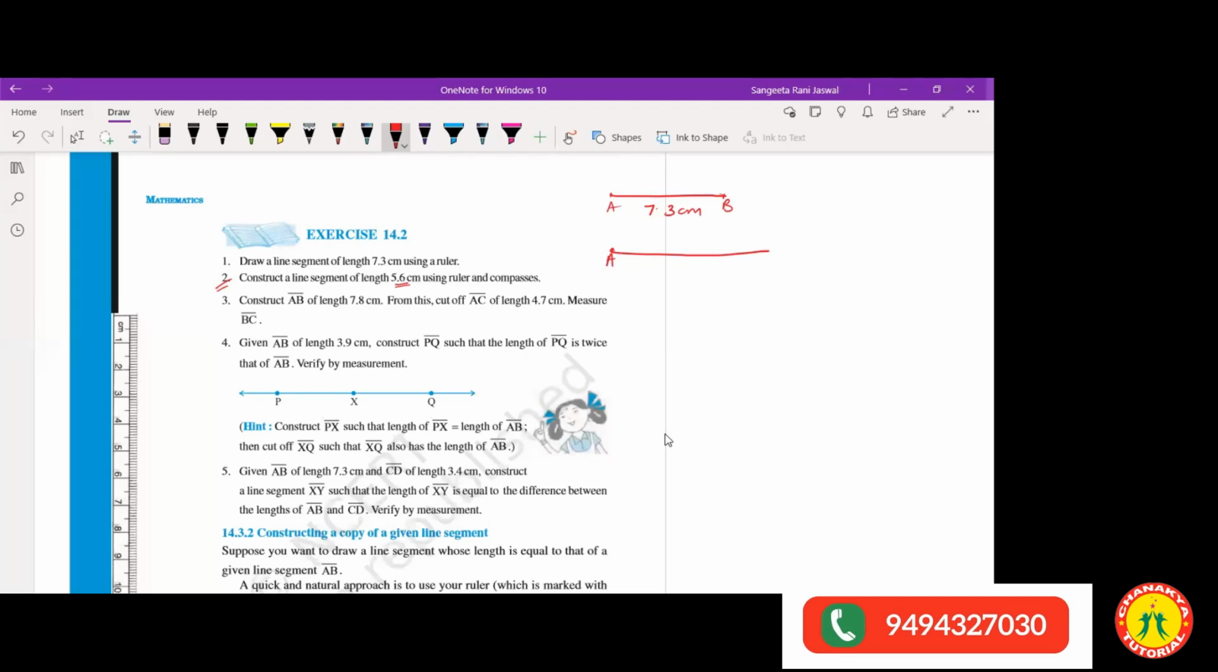Okay, ma'am. Then keep the compass needle at point A. Ma'am, can you repeat again? Keep the compass needle at point A.